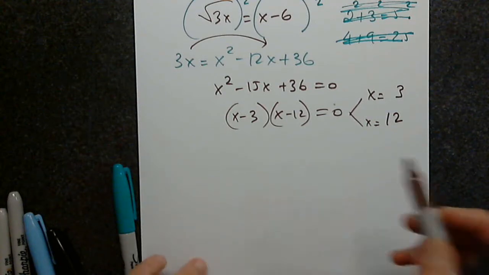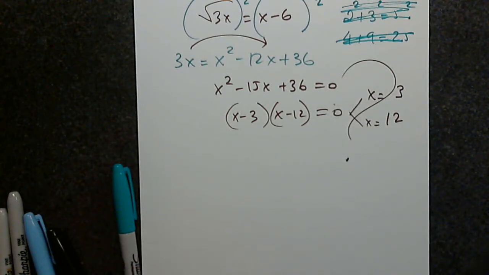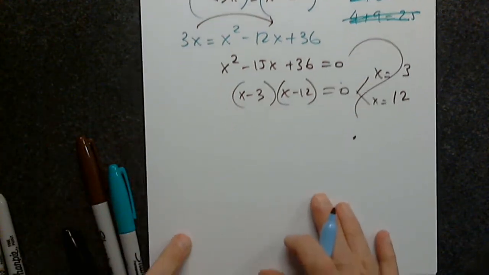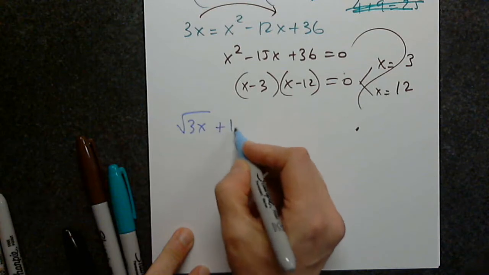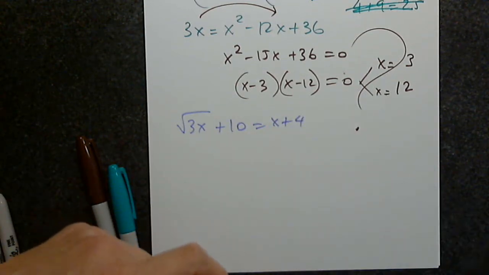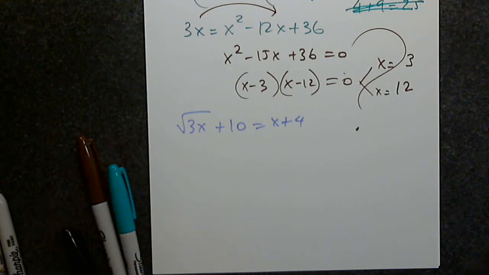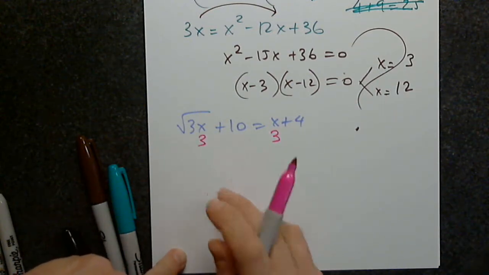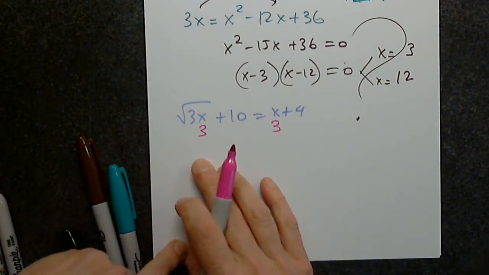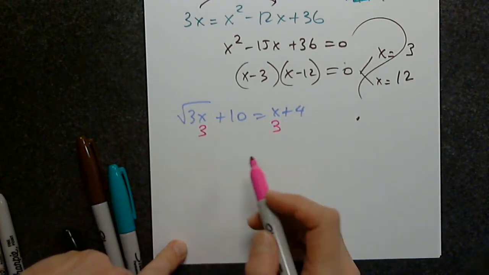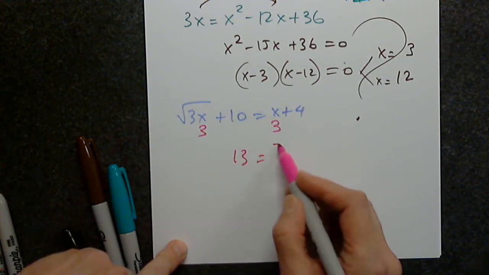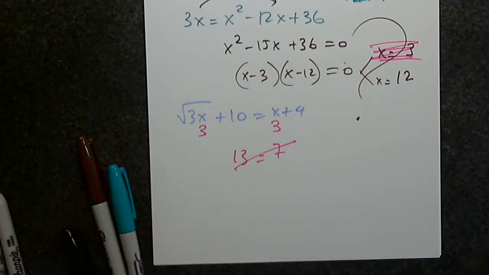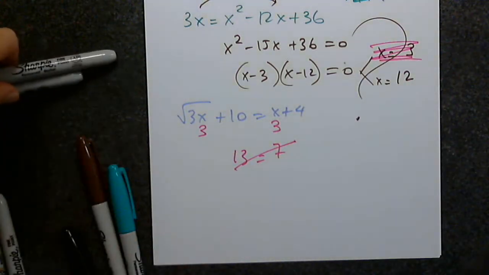Very good. Of course, this comes with a huge question mark. I have no clue whether they work or not. So I go back to the original problem. The square root of 3x plus 10 equals x plus 4. And I will plug in first 3. Let's see if that works. So how much is 3 times 3? The square root of 9. 3 plus 10. Okay. And the right-hand side? Okay. Is 13 this? No. So I'm going to say absolutely not. Just the byproduct. Nobody cares about.